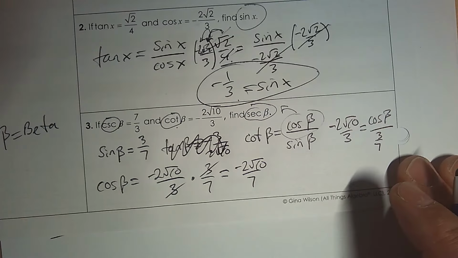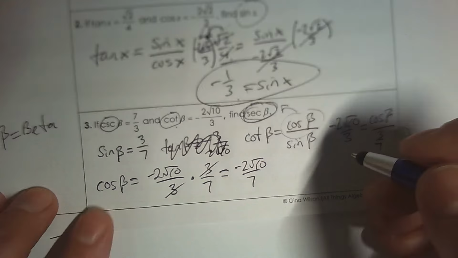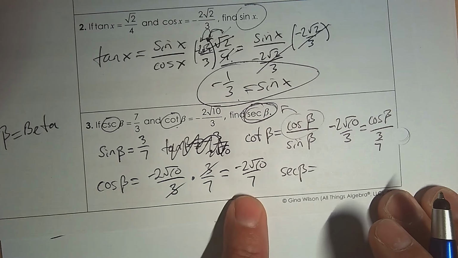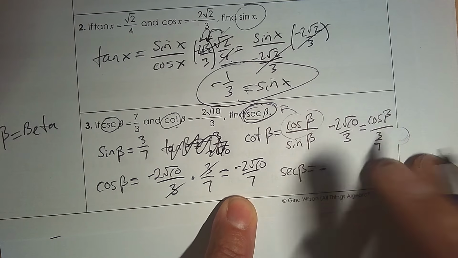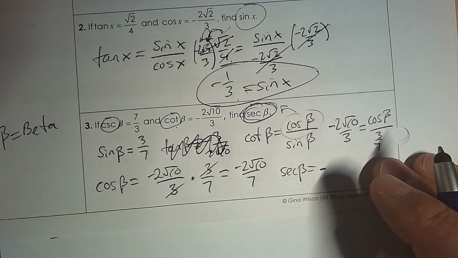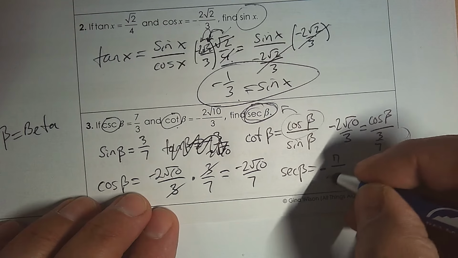Now, how does this help me find what I'm looking for? I'm not looking for cosine. What am I looking for? So what's secant then? The reciprocal. When you do the reciprocal, the sign stays the same. So if it's positive, it stays positive. If it's negative, it stays negative. So it's negative 7 over 2 root 10.